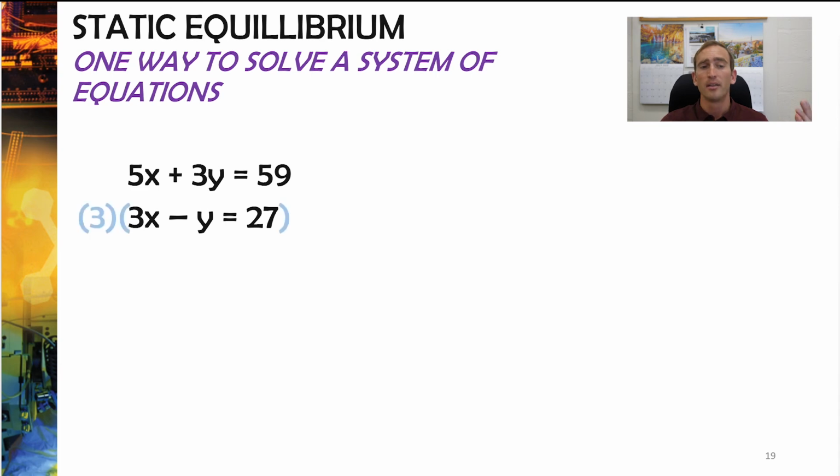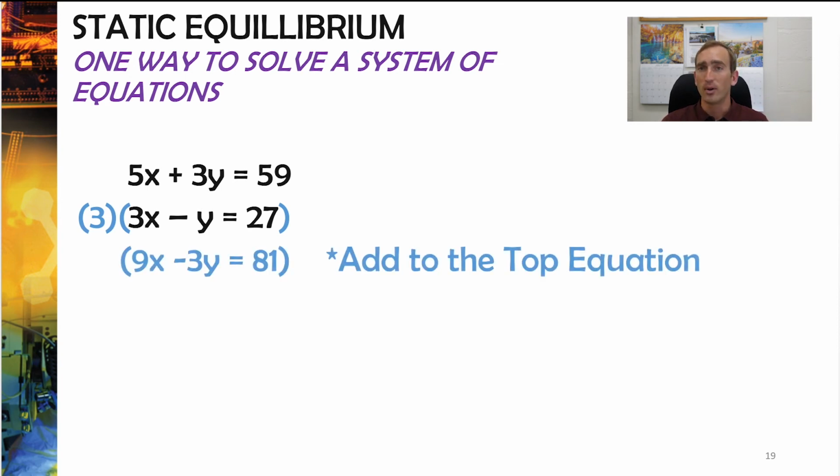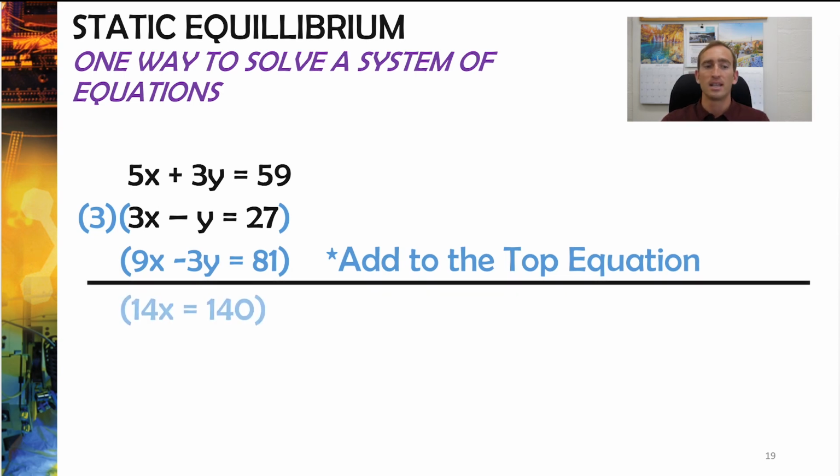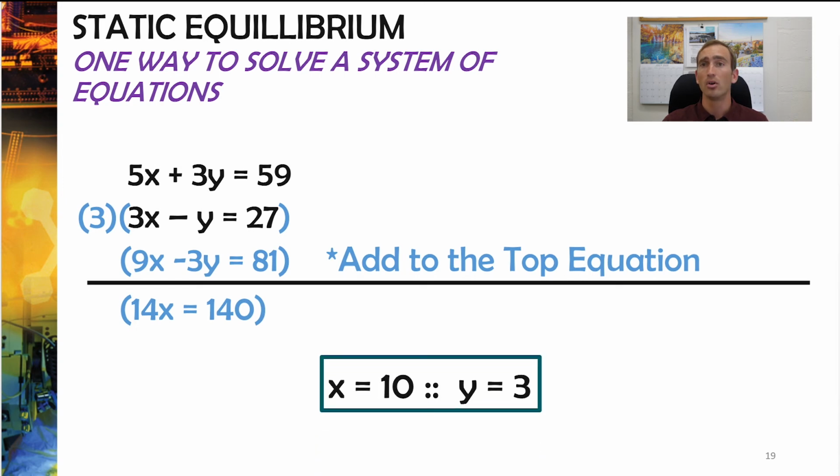But the other way you could do it is you could actually look at these two equations, if you have two variables only, and you could multiply the second equation by a factor of 3. What this allows you to do, if you add it to the top equation now, is allows you to get one single equation. In this case, what we end up getting when we add 9x minus 3y equals 81 plus 5x plus 3y equals 59 is we get 14x equals 140. As a result, we can quickly solve that equation and then plug the answer for x, which we get is 10, into the previous equation and solve for that.